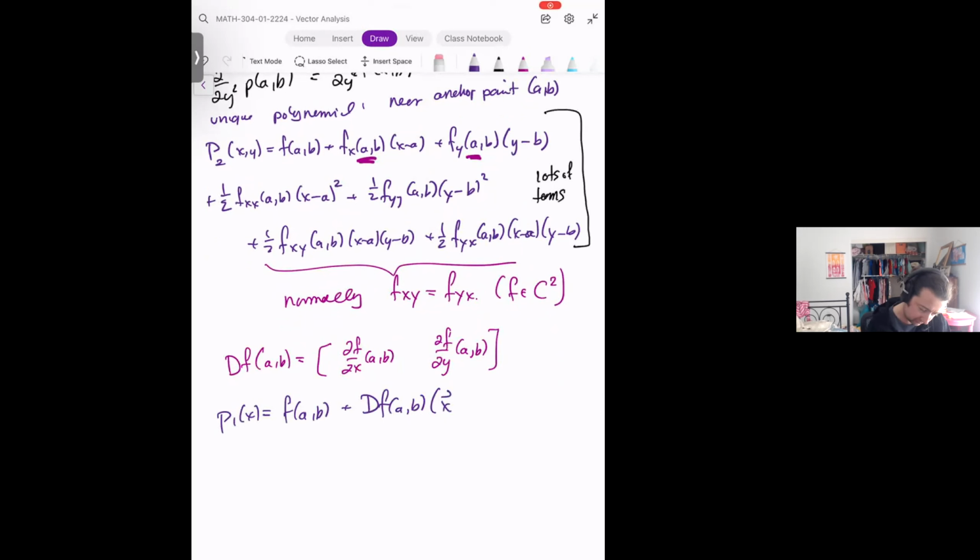In fact, we should be more clear than that. Maybe I could just write (x,y) minus (a,b) here. (x,y) minus (a,b). I mean, this is much easier to write than a monstrosity like this. So now the question becomes, how can we organize the second derivatives? Because right now, with 3, 4, 5 variables, there's going to be millions of second derivatives.